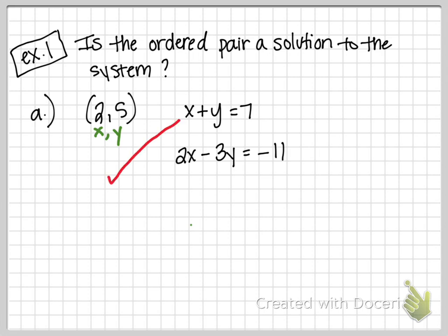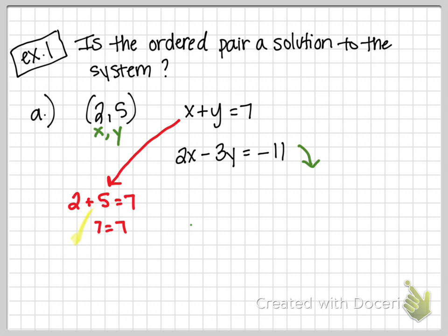So let's start with x plus y equals 7. So if we plug in 2 for x plus 5 for y equals 7, and simplify, we get the statement that 7 equals 7. So far so good. It is a solution to the first equation. In order for it to be a solution for the system, it has to be a solution to both of the equations. So we have to test both.